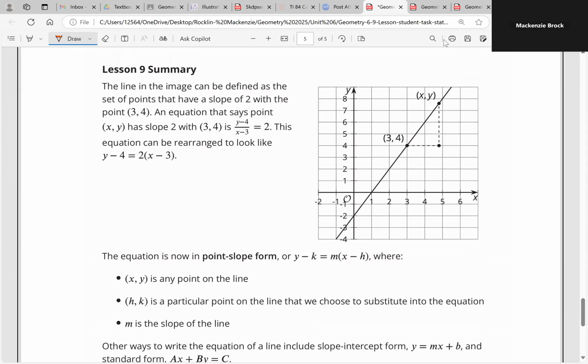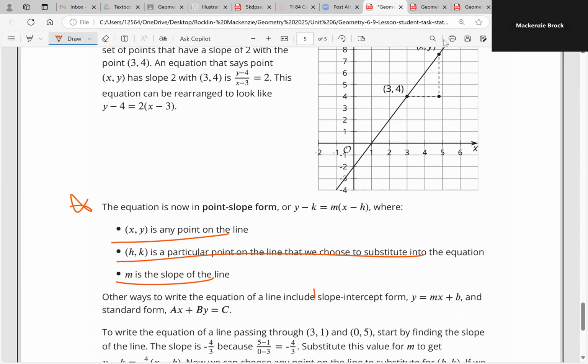Summary, point slope form, and it has what everything means. And then it also talks about slope intercept form and standard form, which we're eventually going to get to. But slope intercept form is the form that you probably used the most last year. y equals mx plus b, where m is your slope and b is your y-intercept.